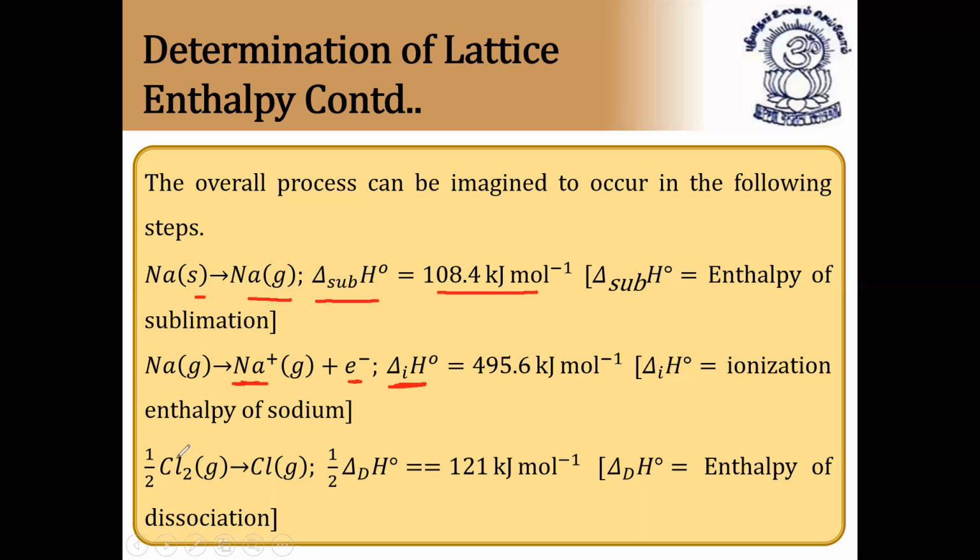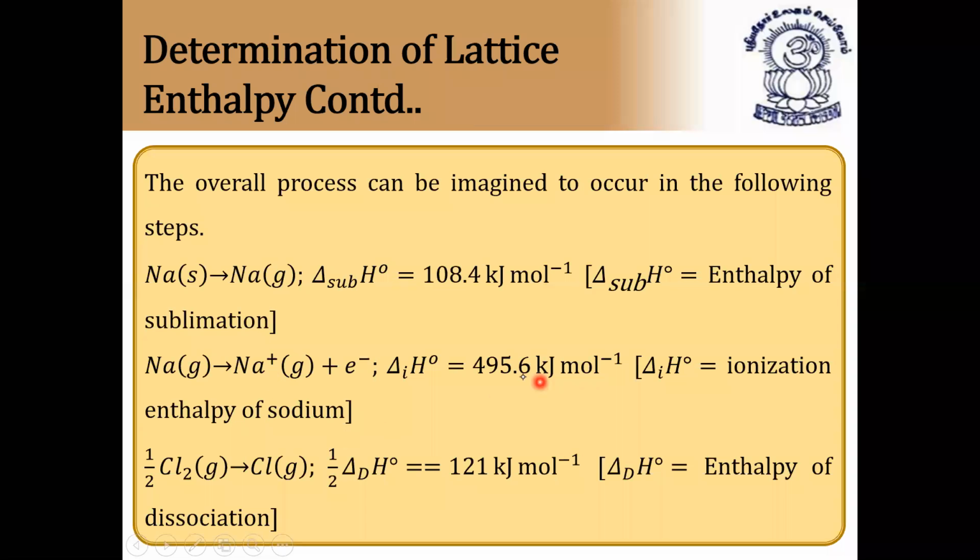Next, chlorine. First, the chlorine molecule should dissociate to form chlorine gas atoms. To form chlorine gas atoms, it requires bond dissociation enthalpy, that is called enthalpy of dissociation. So the bond should break up, and it is endothermic, equal to 121 kilojoules per mole. In that we have taken the values differently, but whatever the values may be, the process is the same. I hope it is clear.